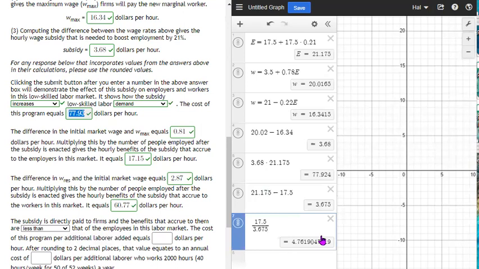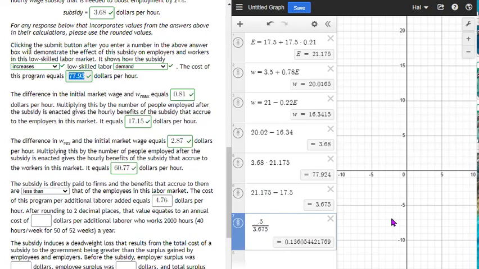So that builds self-reliance. The cost of the program is $77.93. And again, that's in millions of dollars if we're talking about millions of employees. This is the increase in employment in the labor market as a result of the subsidy. And that subsidy cost $77.93 million. The millions cancel, right?